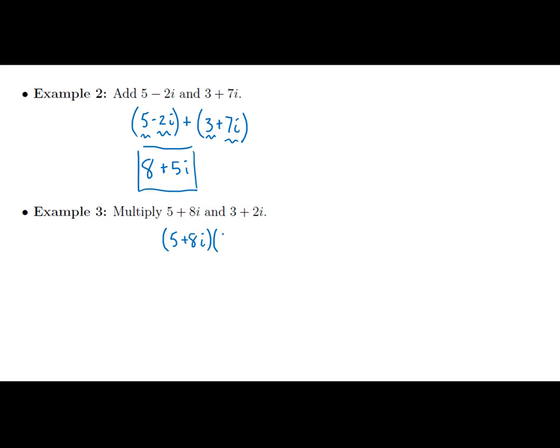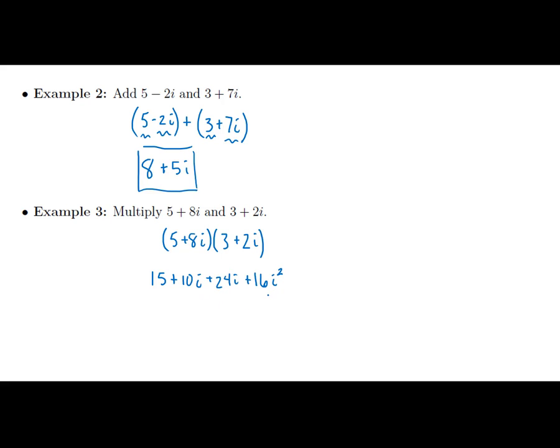then we're going to basically treat the i like it's an x. So if I had 5 plus 8x times 3 plus 2x, I would just FOIL out. And that's exactly what we're going to do with these complex numbers. So first, 5 times 3 is 15. Outside, 5 times 2i is 10i. Inside, 24i. And then last is going to be plus 16i squared.